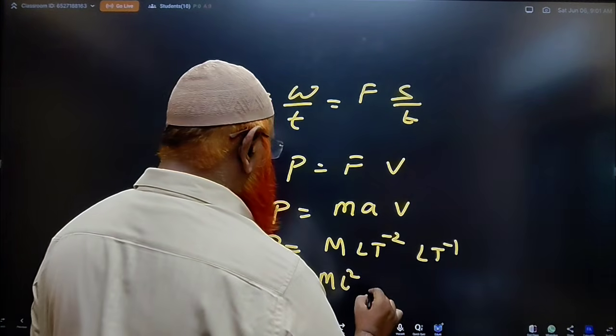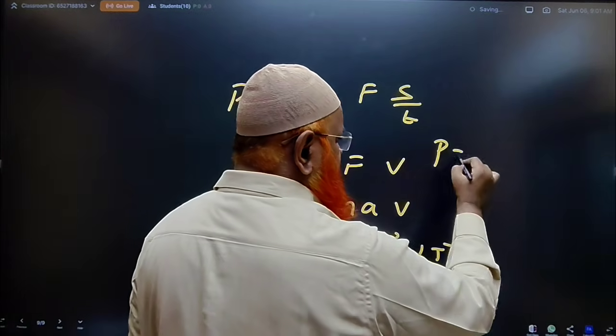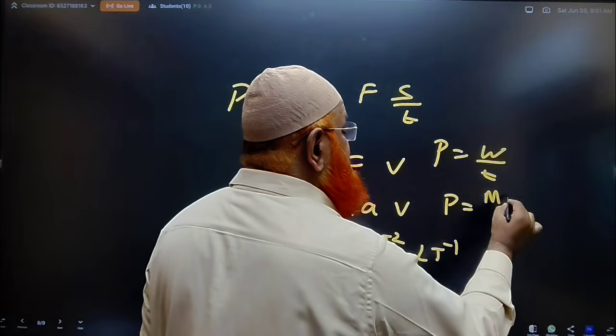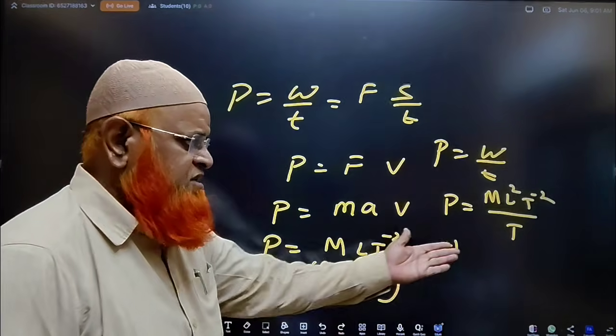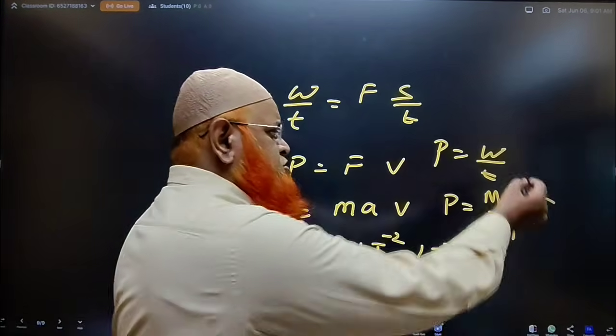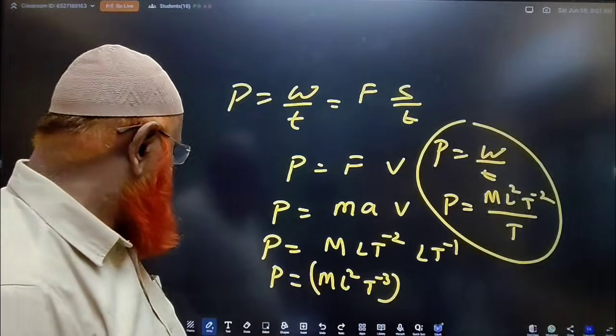T power minus 3. Or you can just write power is equal to work by time. If you can remember the formula for work, which is nothing but M L square T power minus 2, just divided by T, this T comes to the numerator and becomes T power minus 1. This becomes T power minus 3. This is also one more method, if you can remember the dimensional formula for work. That's it.